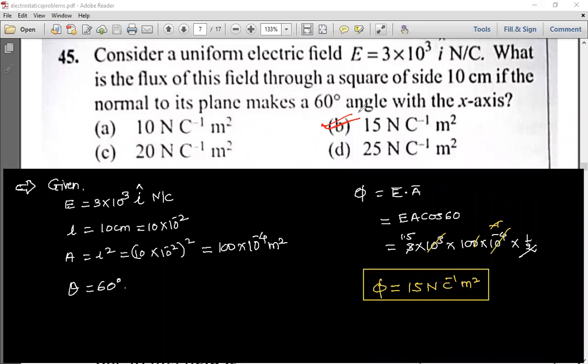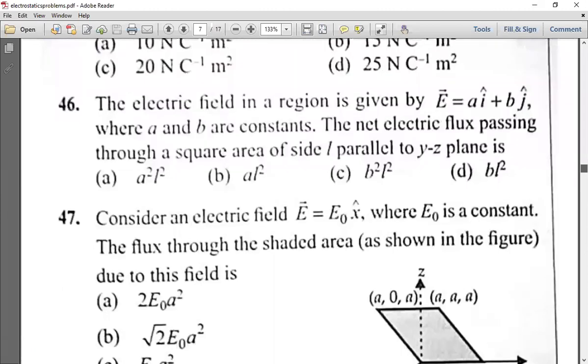Finished? Yes. Finished or not? Tell me fast. Okay. Let's go to the next question.